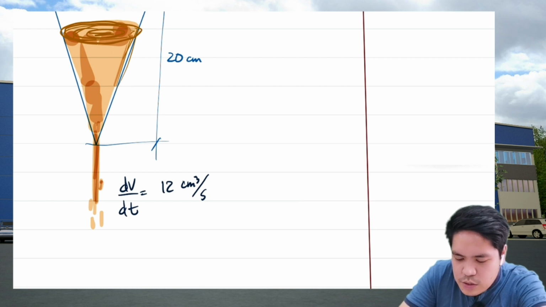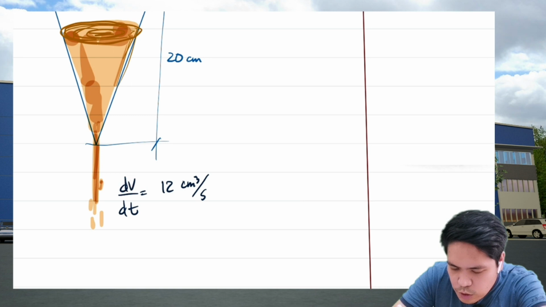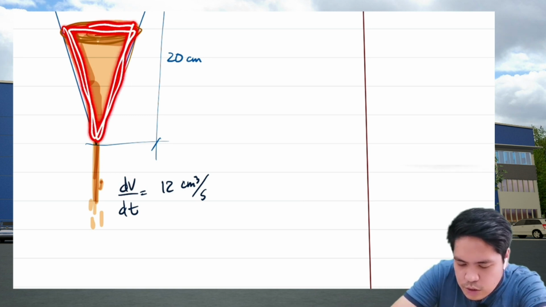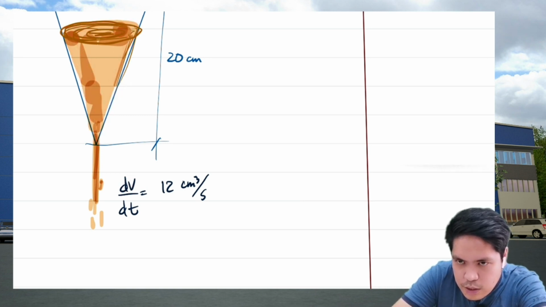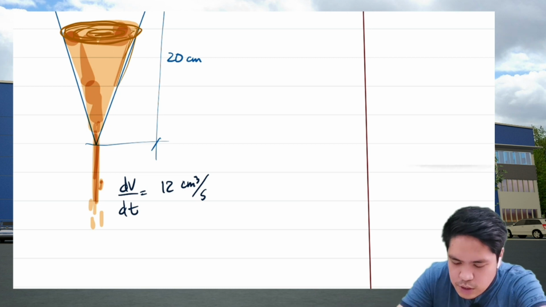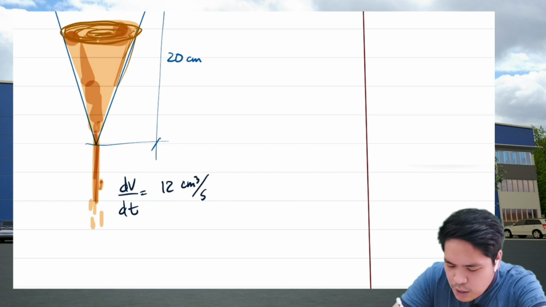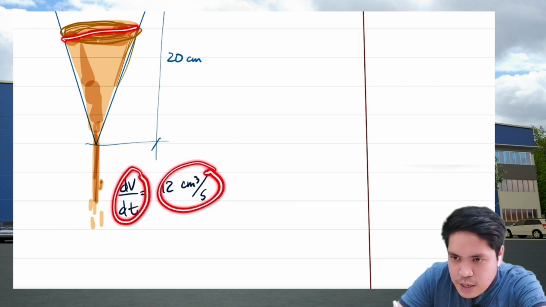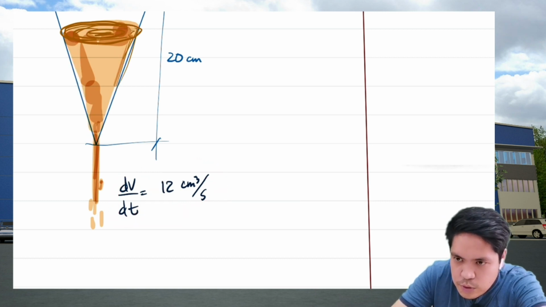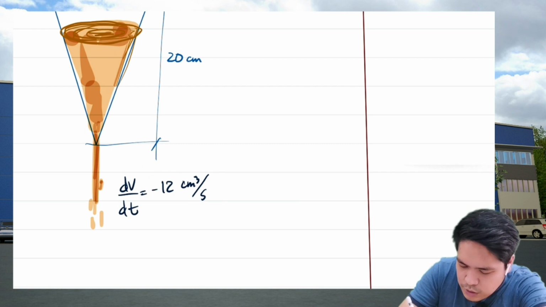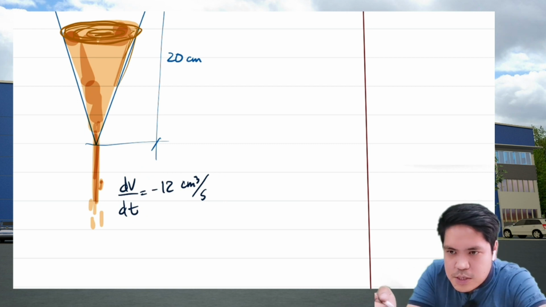Right? So this volume is actually the volume inside the container. And because the fluid is leaking out, it is decreasing at a rate of 12 cubic centimeters every second. So since dV over dt, which is 12 cubic centimeters per second, is decreasing the volume, that means this quantity should be negative 12 cubic centimeters per second.